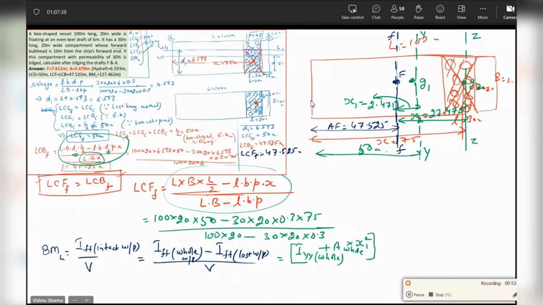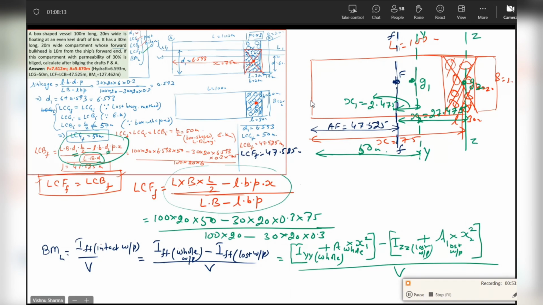Minus, likewise, I apply the theorem of parallel axis between ZZ and FF for the lost water plane. It will be IZZ of the lost water plane plus area of the lost water plane multiplied by x2 square. Does everybody agree? Divided by volume of displacement. Yes or no? Yes, sir. Just keep with the notational form. Don't be in a hurry to fight for values.